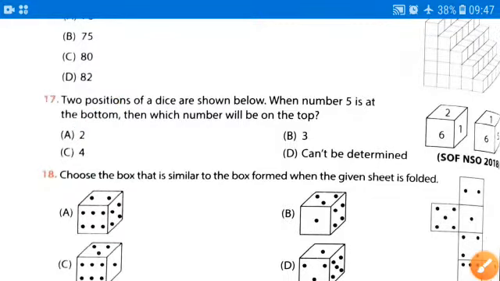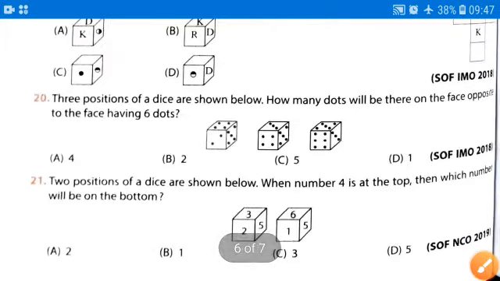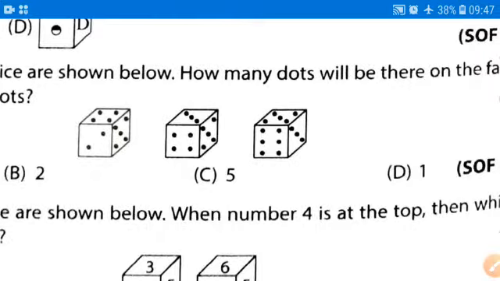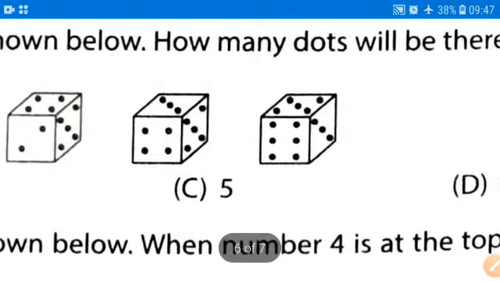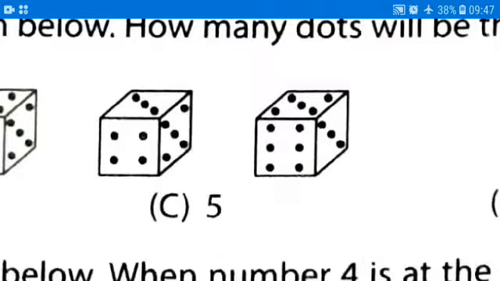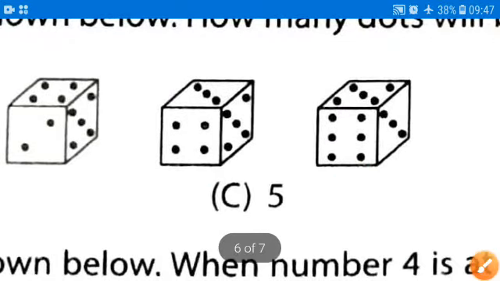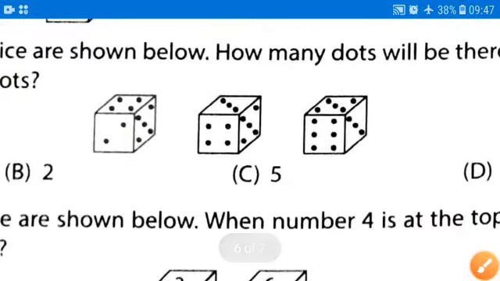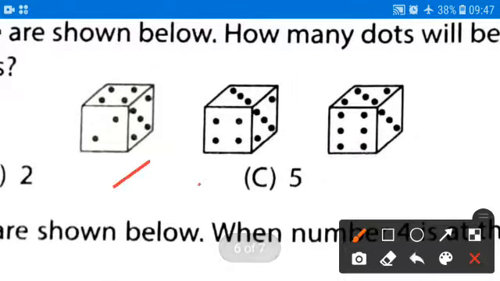Moving further to question number 20. Three positions of a dice are shown below. How many dots will be there on the face opposite to the face having 6 dots? So here we have to find the opposite face of 6 dots. So 6 dots are here. Okay, so these are the three different positions of the same dice.